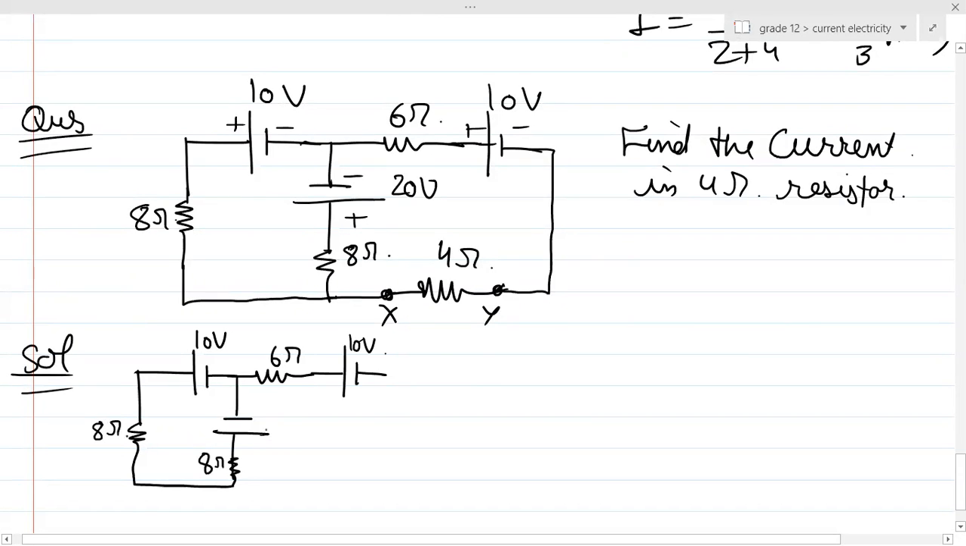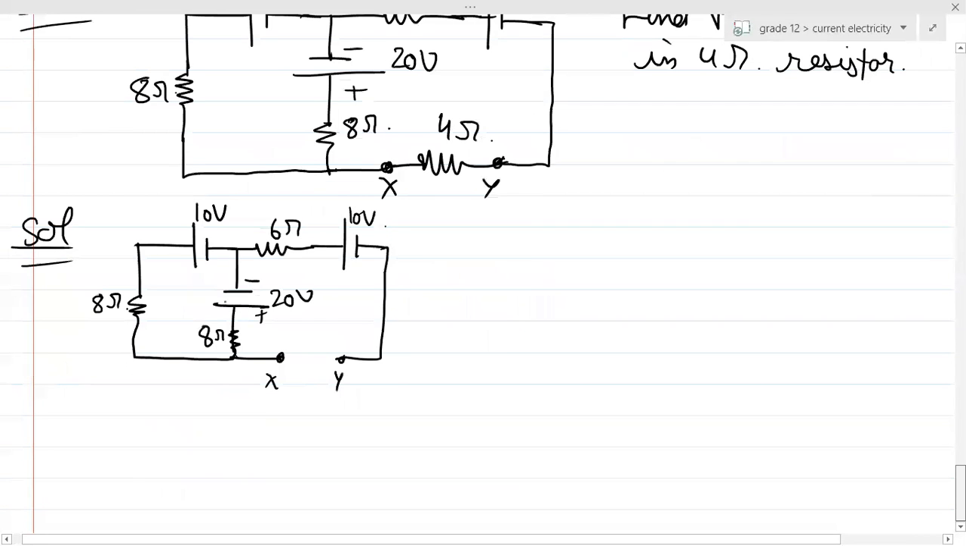The first diagram which we'll draw is basically without the 4 ohm resistor. The second diagram which we will draw is without all the batteries.